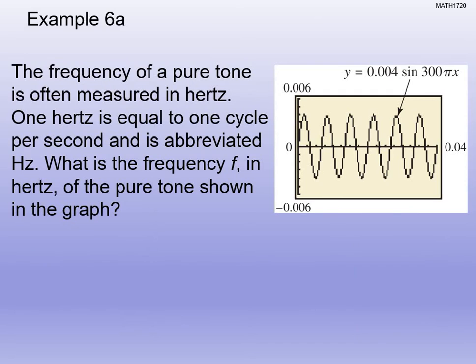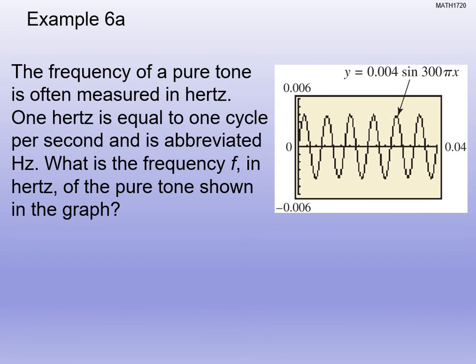So the frequency of the pure tone is often measured in hertz, all right? So 1 hertz is equal to 1 cycle per second. We've talked about that before in class, and we abbreviated it as Hz. We did this when we were graphing as well, right? What's the frequency f in hertz of the pure tone shown below?